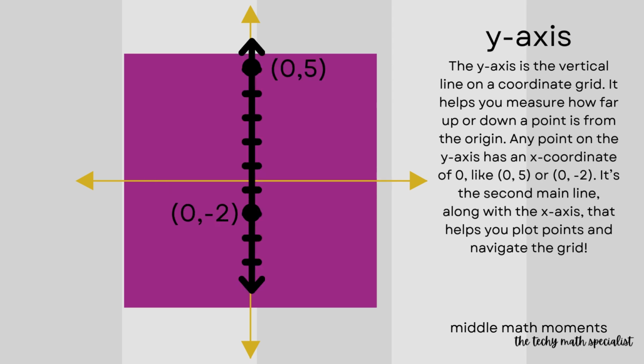The y-axis is the vertical line on a coordinate grid. It helps you measure how far up or down a point is from the origin. Any point on the y-axis has an x-coordinate of 0, like 0, 5 or 0, -2. It's the second main line, along with the x-axis, that helps you plot points and navigate the grid.